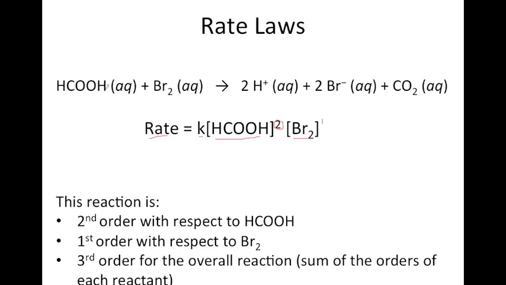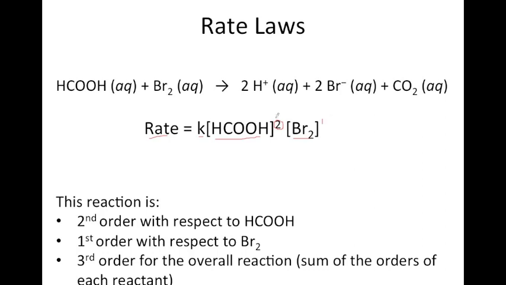Now the rate law is always going to be the rate is equal to the rate constant times the concentration of reactants raised to some power. We don't have to worry about the products when we're writing our rate law, just the reactants. So for this reaction, since the exponent for this reactant is 2, we would say it's second order with respect to HCOOH. And since this exponent is a 1, we would say it's first order with respect to Br2. Overall, the reaction we would say is third order, and we get that by adding these exponents. 2 plus 1 gives us 3.